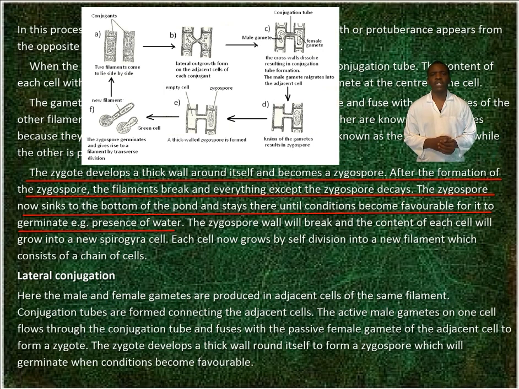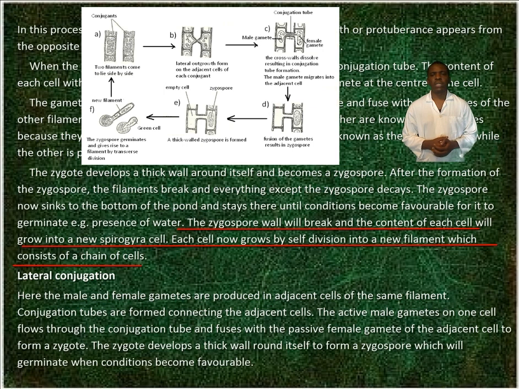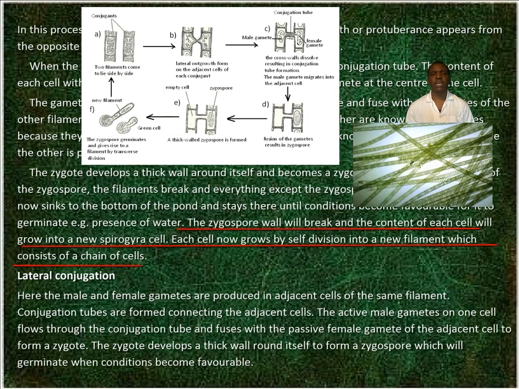After the formation of the zygospore, the filaments break and everything except the zygospore decays. The zygospore now sinks to the bottom of the pond and stays there until conditions become favorable for it to germinate, for example, presence of water. The zygospore wall will break and the content of each cell will grow into a new Spirogyra cell. Each cell now grows by self-division into a new filament, which consists of a chain of cells.